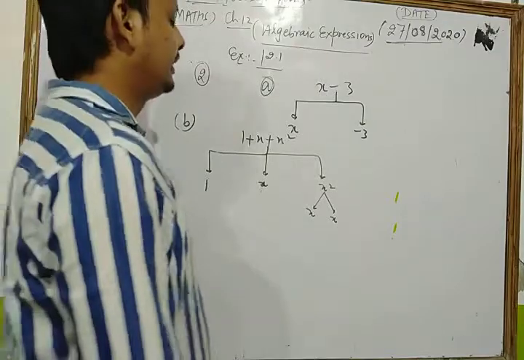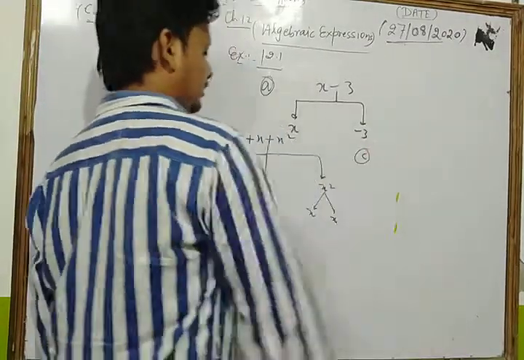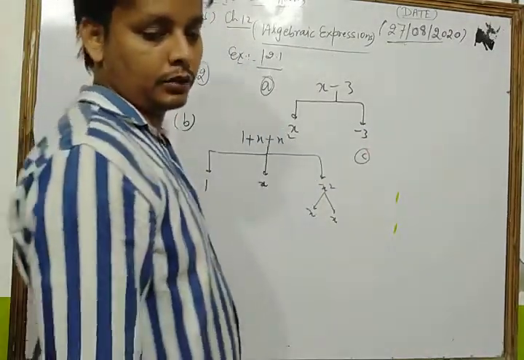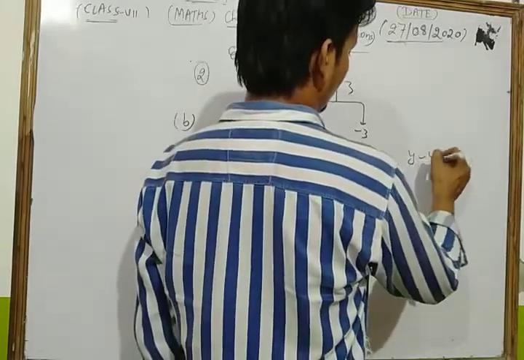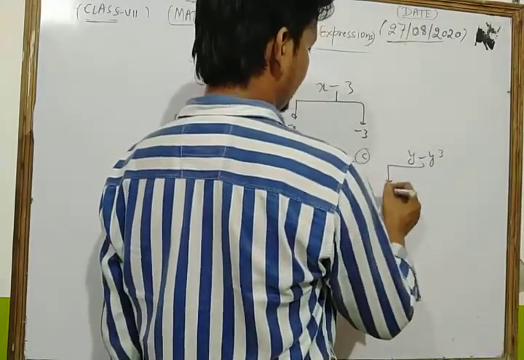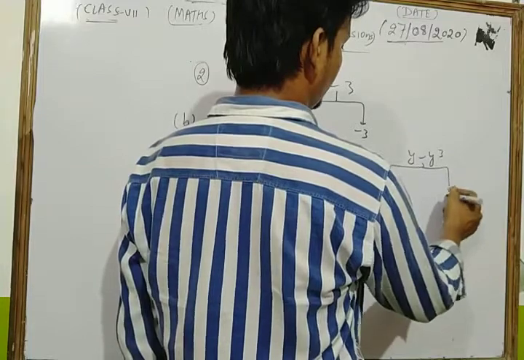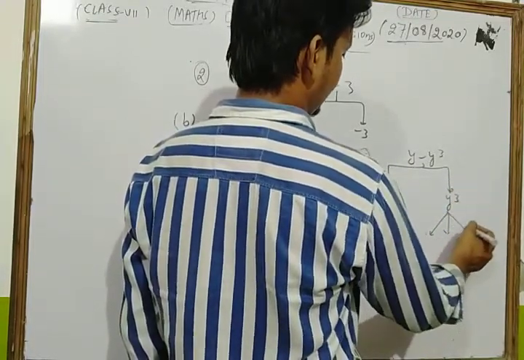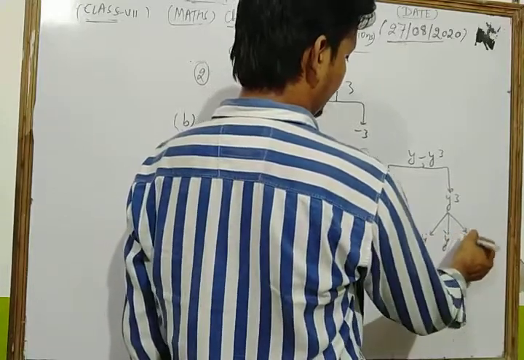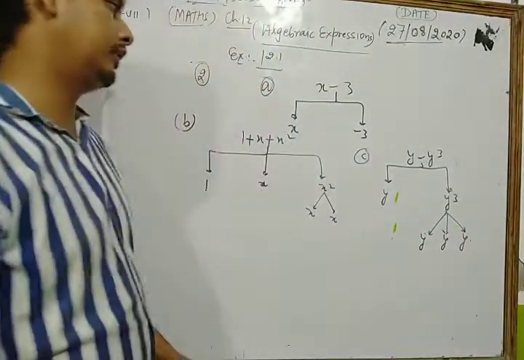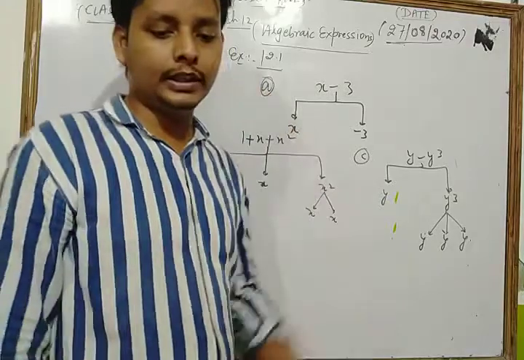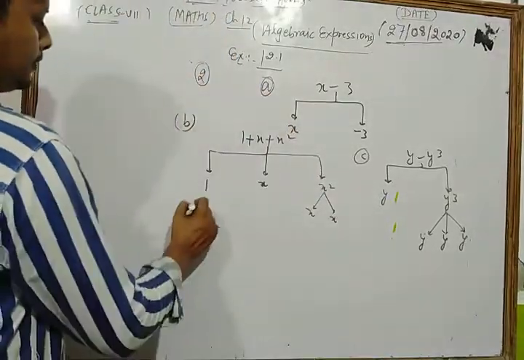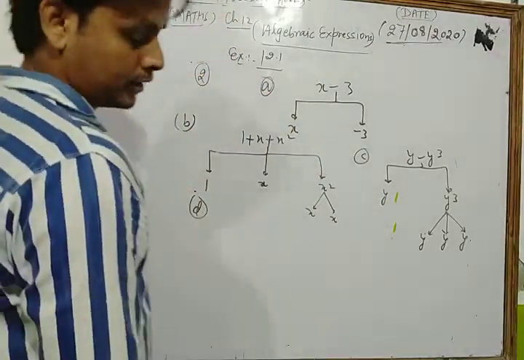Now we take and solve the next part of this question, which is y minus y cube. We write y as y and y cube as y cube. Further we split it into 3 parts as y, y, y. So we write it in this way. Okay, now we take and solve the next part.